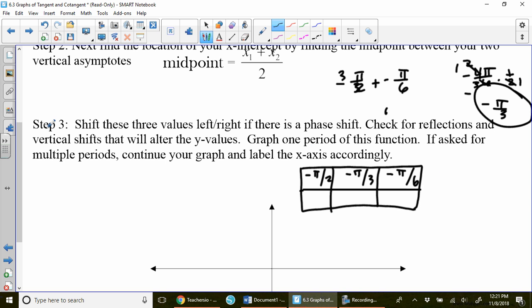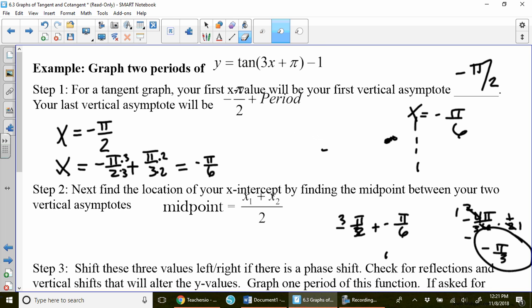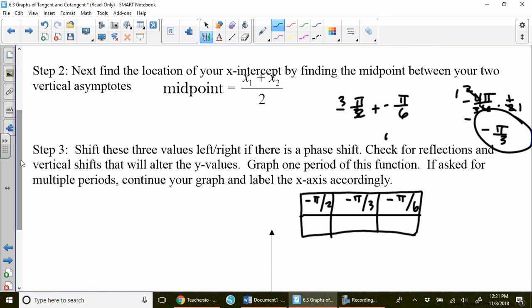But if you look up at our equation, we also have a phase shift happening. Let me get rid of all of this since we're done with that. The formula for phase shift is still c over b. So c is pi, b is 3, and it's moving to the left. Once we find our vertical asymptotes and our x-intercept, we are going to have to shift them pi over 3 to the left.